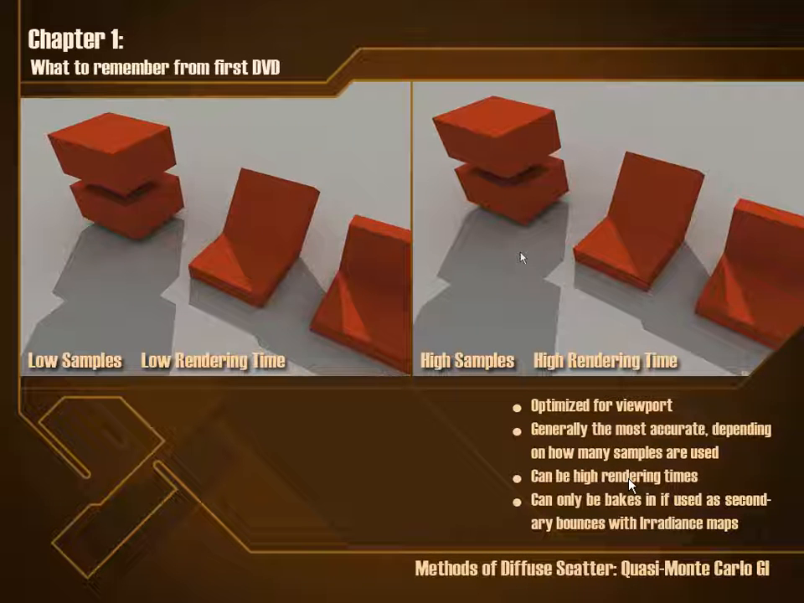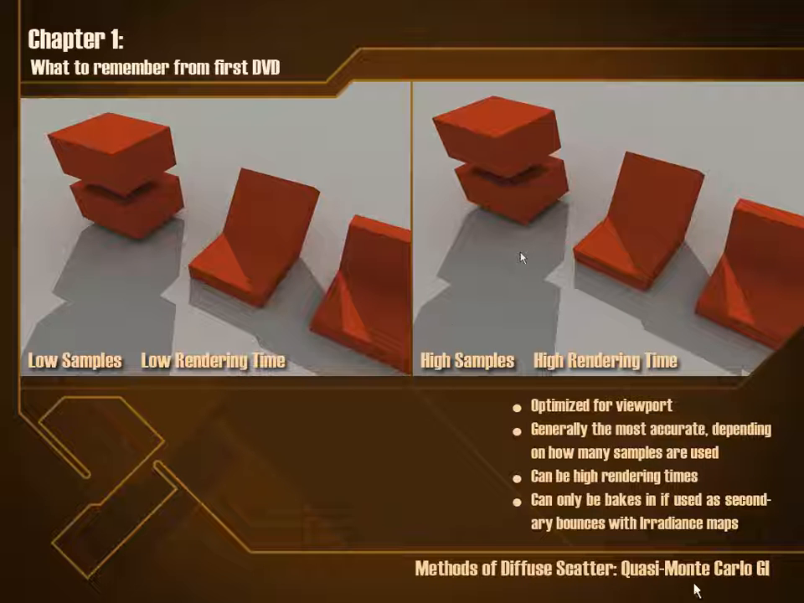Then, of course, we talked about the quasi-Monte Carlo system, and this is still going to be very, very important. For those of you that have not covered this in the first one, I would definitely encourage you to go back and look at this again, because it's basically how we do all of our finessing and our high quality in our GI.